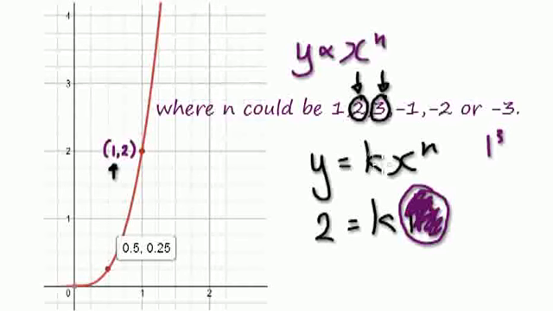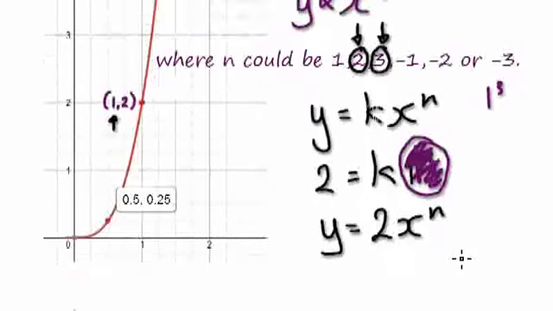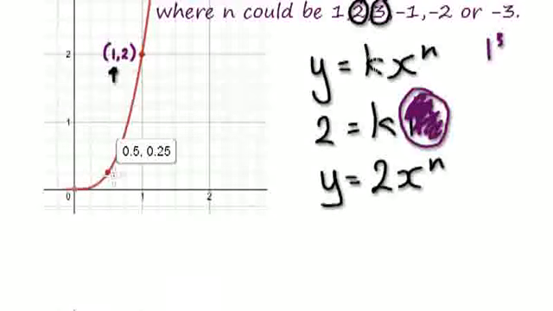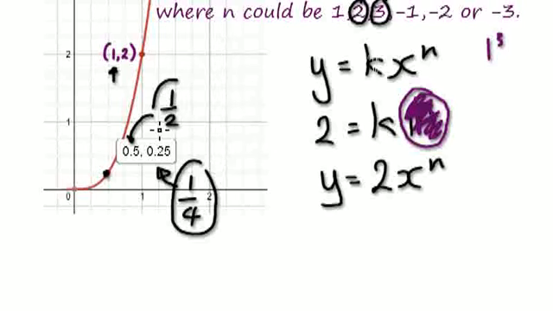Anyway, we know k is 2 now. So we know y equals 2x to the power of n. Now we can use this point here. I'm going to write it as a half, and this thing here I'm going to write as a quarter. So now y is a quarter, x is a half.